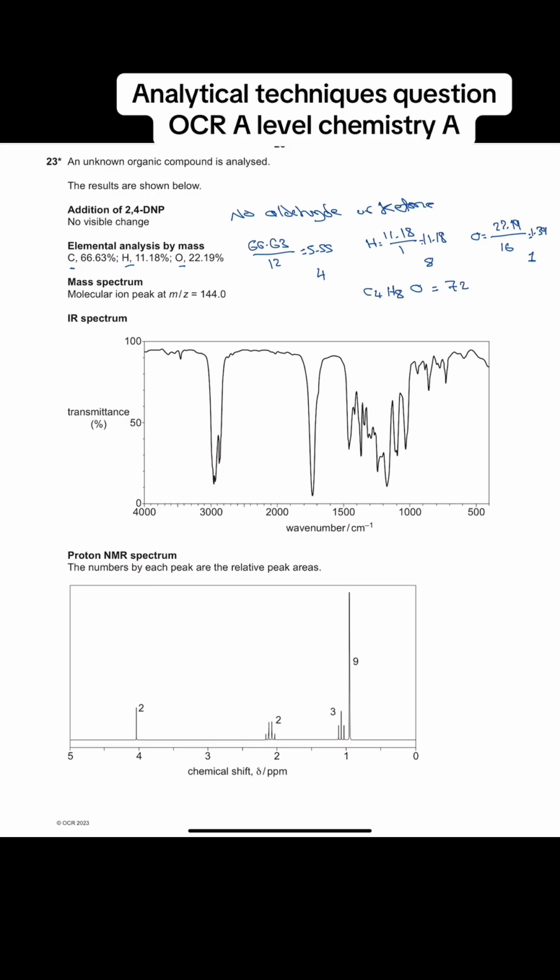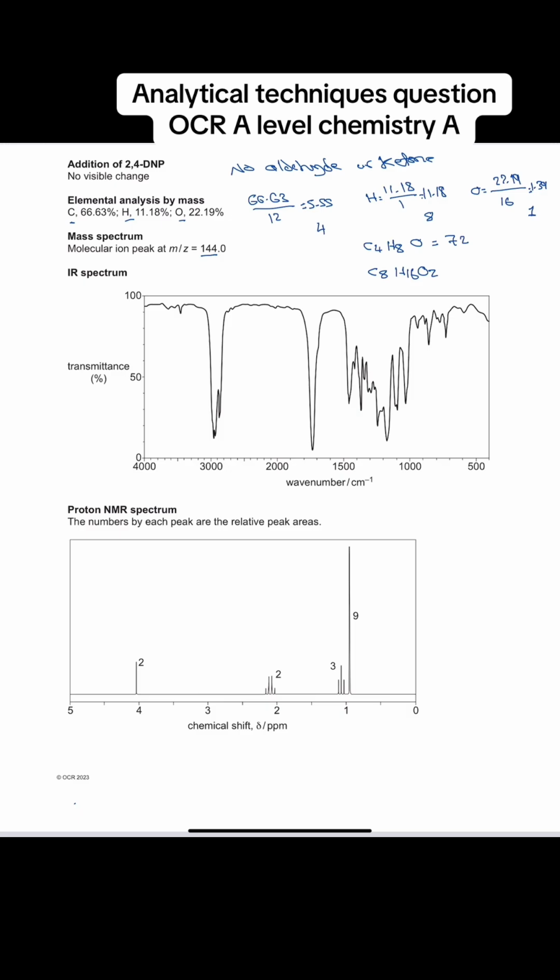And the third analytical data tells you that in the mass spectrum, the molecular ion peak was at m over z 144. That means the molecular formula will be 2 times the empirical formula, because 72 times 2 is 144. So the molecular formula will be C8H16O2. Now we know we have 2 oxygens, 8 carbons and 16 hydrogens.